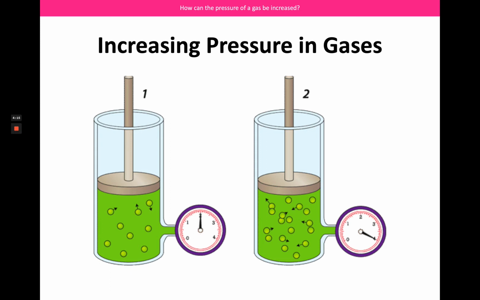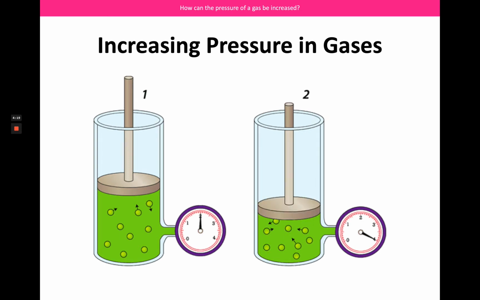But putting more particles in isn't the only way we can increase the pressure. If we look at the second one here, we can see that container 1 has a pressure of 2 and container 2 has a pressure of 4. So again, the pressure is double in container 2. If we think about what's different between them, maybe pause the video and have a think. What's different between them? What do you think is causing an increase in pressure?